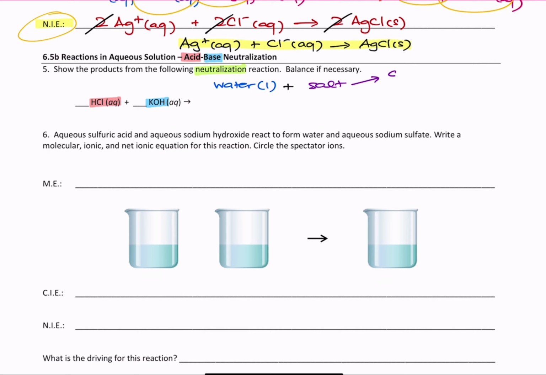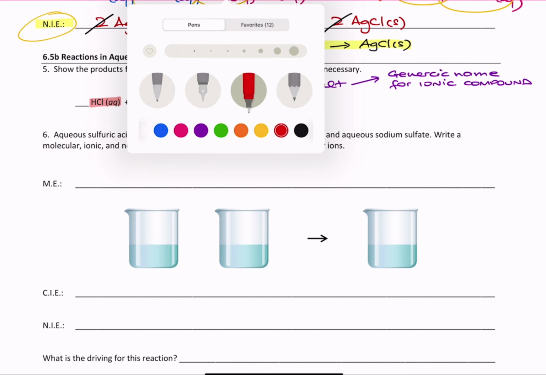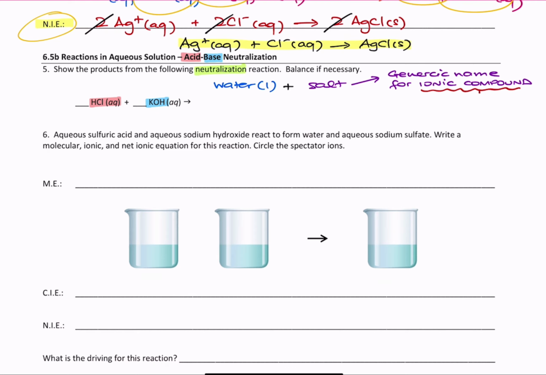The salt is actually the generic name for an ionic compound, so it's the same as an ionic compound. So you're forming liquid water and an ionic compound. Very important to remember when you write your ionic compound, again, it has to be electrically neutral, meaning that the total charge needs to be equal to 0.